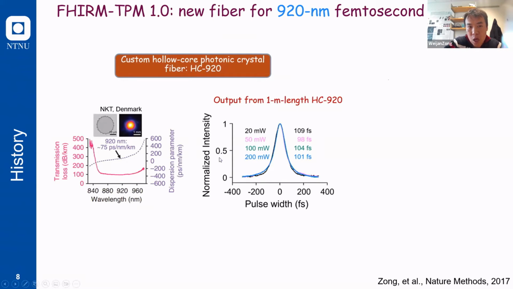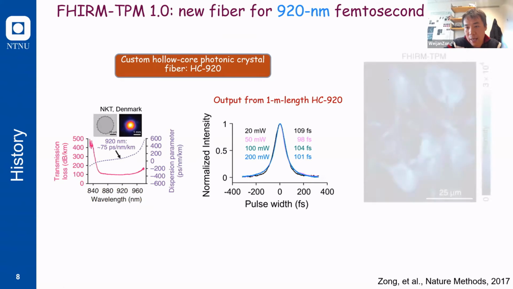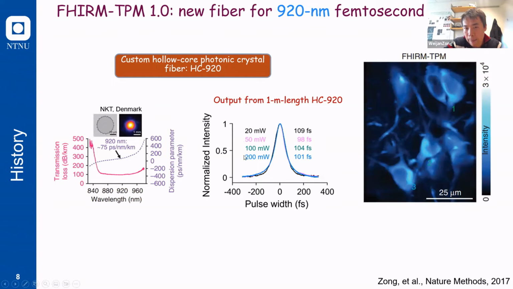In this microscope, we developed a new type of hollow-core photonic crystal fiber that can deliver sub-100 femtosecond laser at 920 nanometers, which is the best wavelength to excite the GCaMP indicators. You can see that we can transmit more than hundreds of milliwatts of laser without broadening the pulse. The pulse still kept about 100 femtoseconds after 1 meter of this fiber. With this new fiber, we can have really high resolution imaging in the Miniscope. You can see that single cells can be well distinguished from each other.